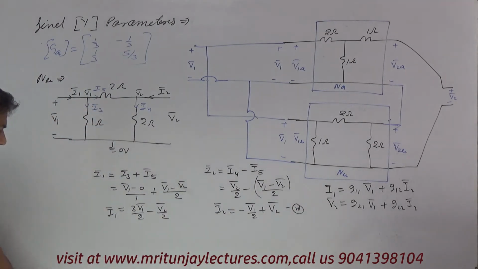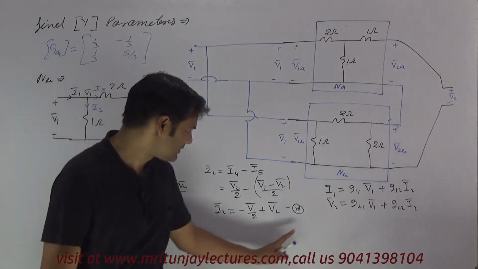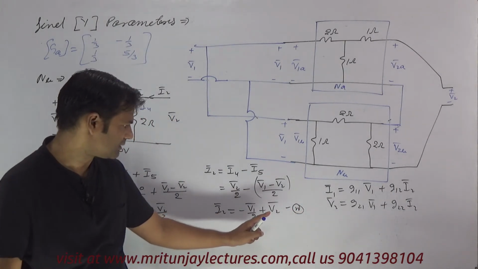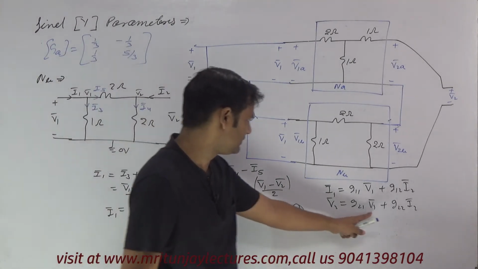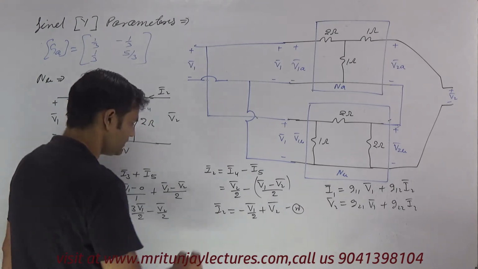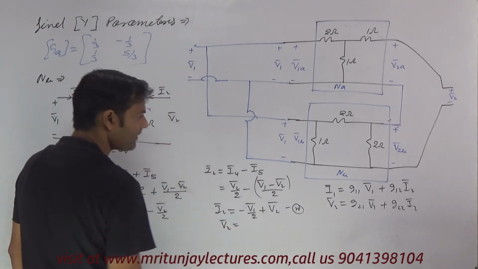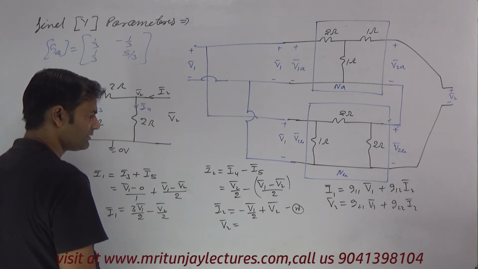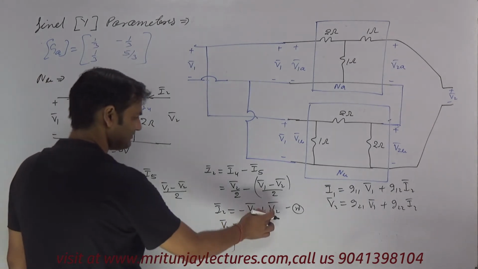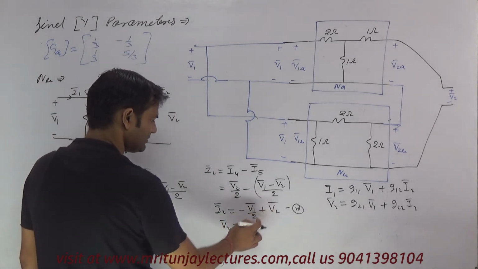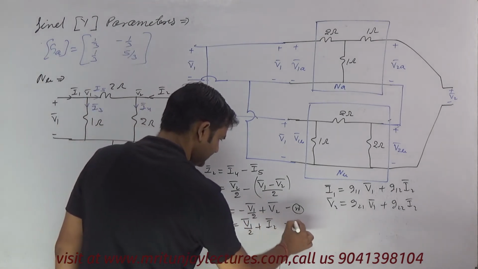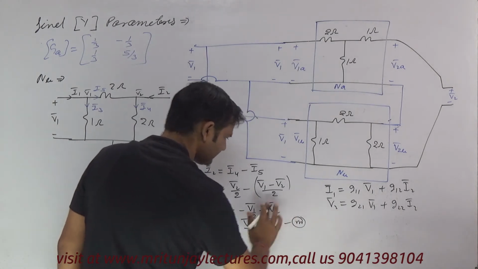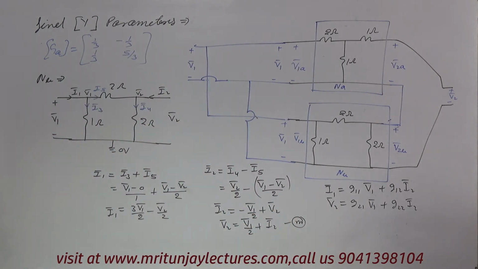Now our next target, our motto, is V2 in terms of V1 and I2. So V2 will equal V1 by 2 plus I2, that is equation number 2, whatever. V2 is equal to V1 by 2 plus I2.